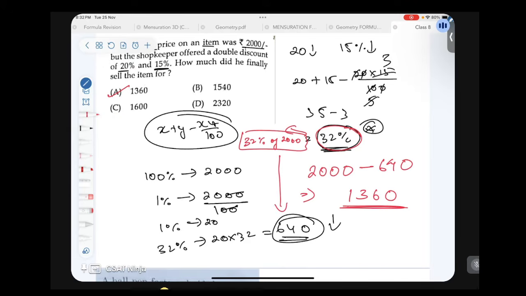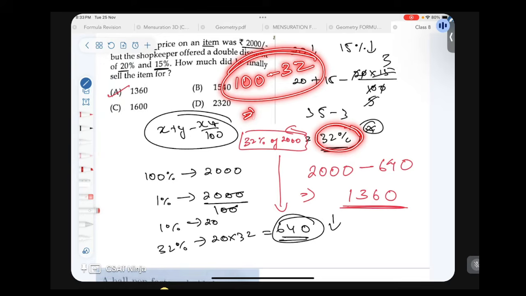I'm just giving you this for your understanding. Another approach can be a 32% discount from 100. If from 100 there's a discount of 32%, that means 100 minus 32% will be how much? 10 minus 2 is 8, and 9 minus 3 is 6. So the selling price is 68.